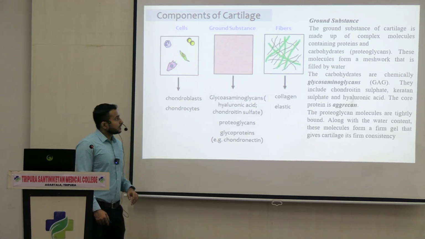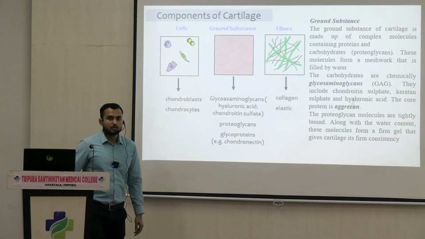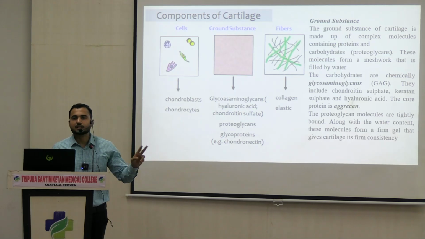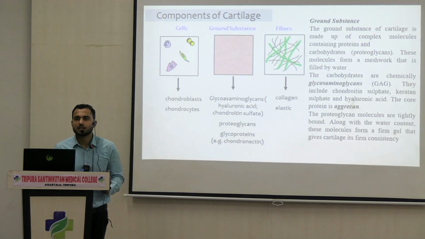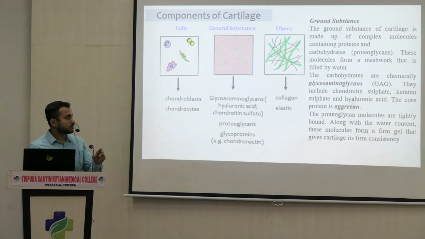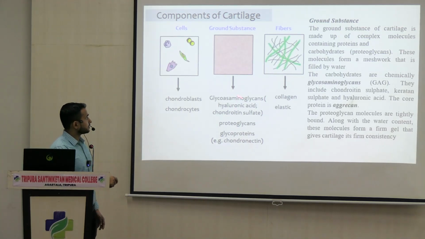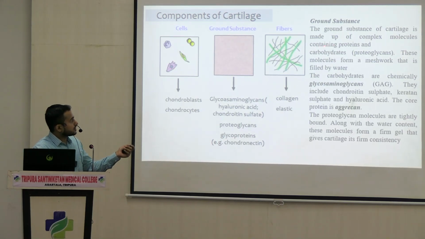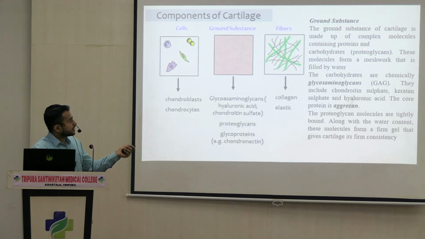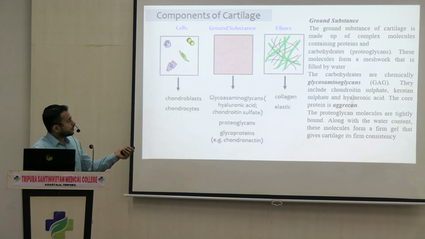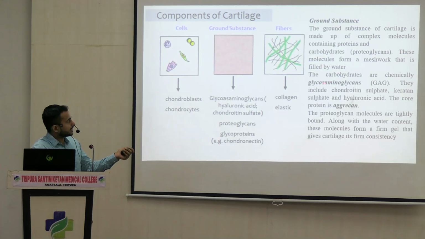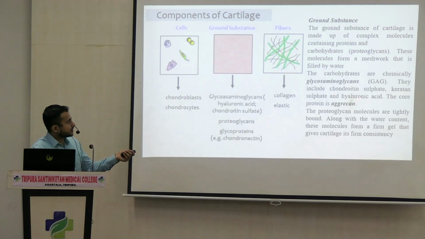Already I mentioned. Next, in fibers, only 2 types of fibers are there: collagen fibers and elastic fibers. These are the 2 different types of fibers present in the cartilage. Now, what is the modification in case of ground substance? The modification is, as you can see, first of all, it is made up of complex molecules of protein and carbohydrate. Now, these molecules form a meshwork which is filled by water. The carbohydrates are glycosaminoglycans, for example, chondroitin sulfate, keratan sulfate, and along with that, hyaluronic acid is present.